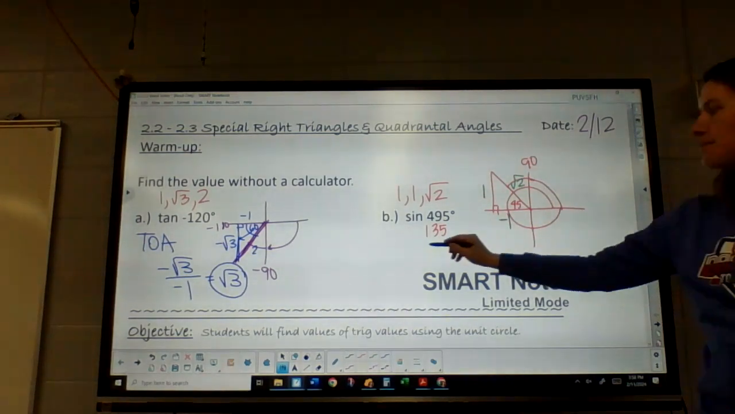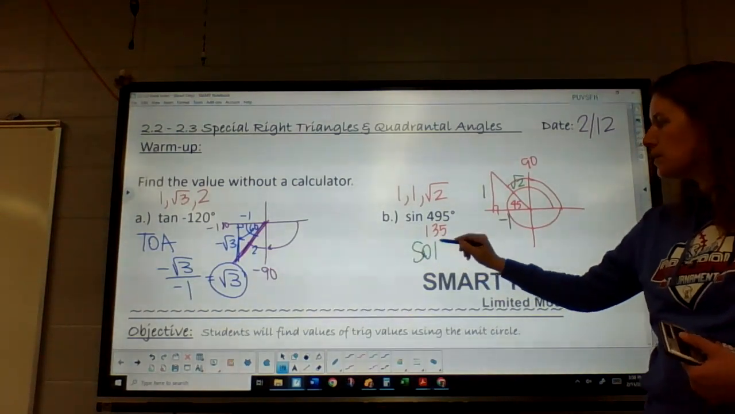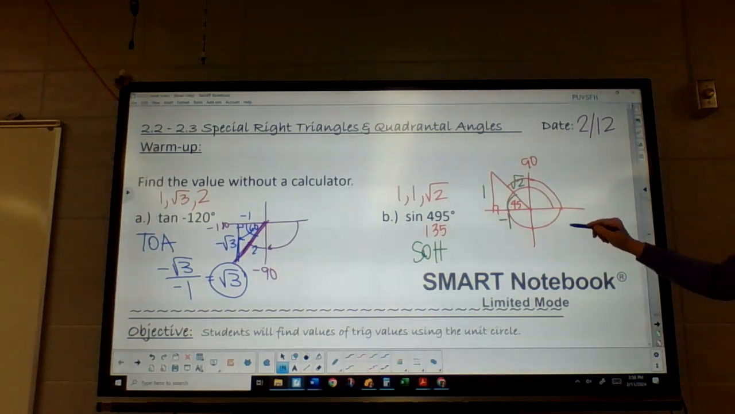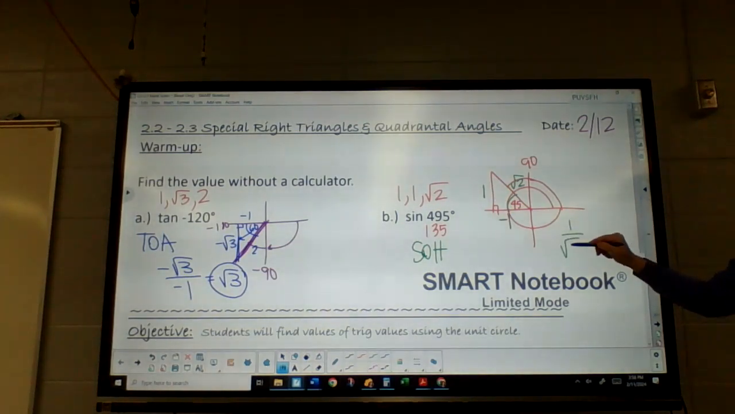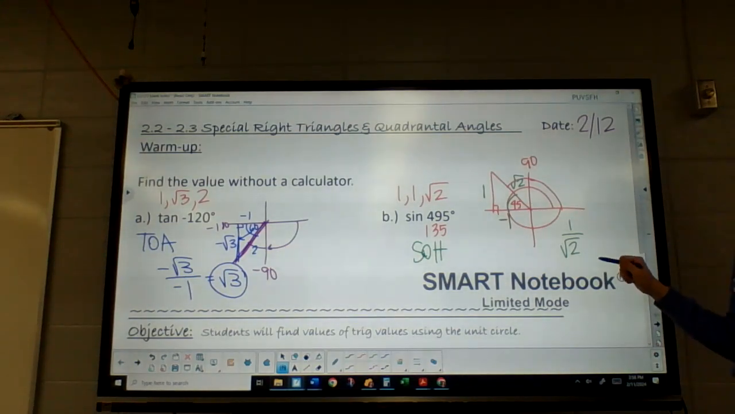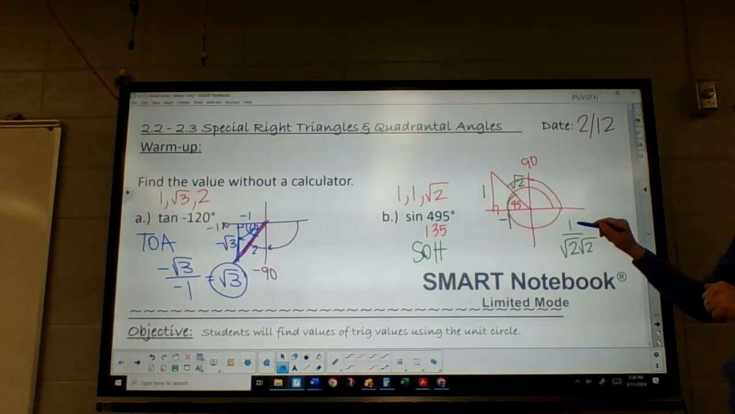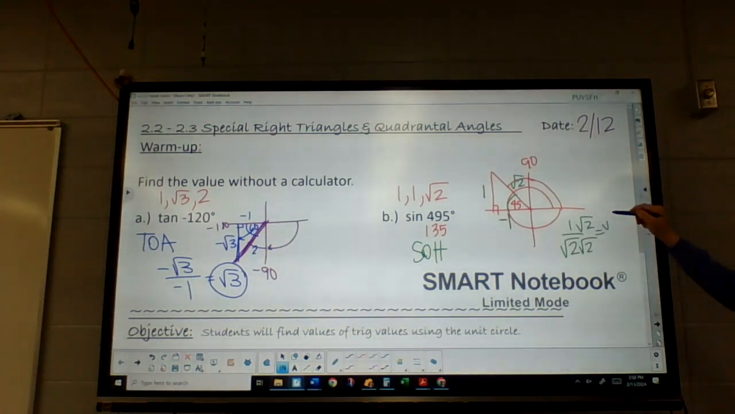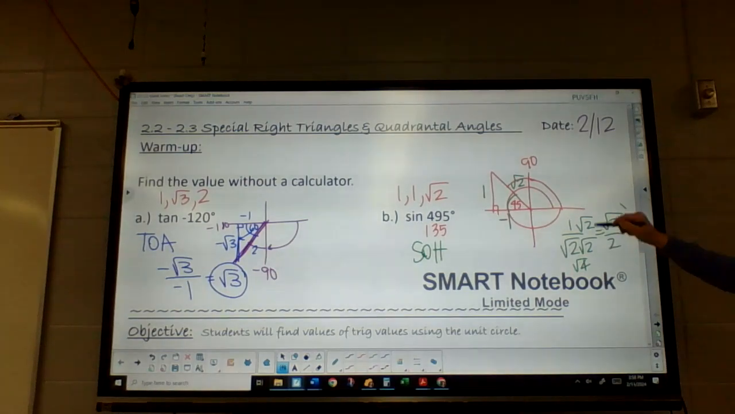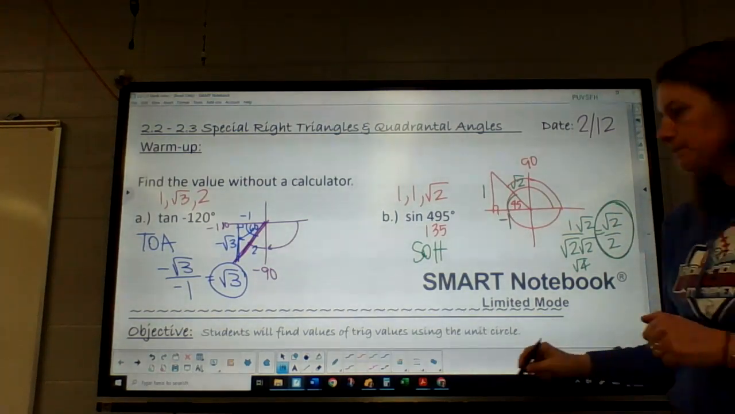So my sine is opposite over hypotenuse from 45 degrees. So 1 over the square root of 2. And then I don't like that square root in the denominator, so I'm going to multiply each part by the square root. And this is square root of 4, which is just 2. So that's going to be our answer.